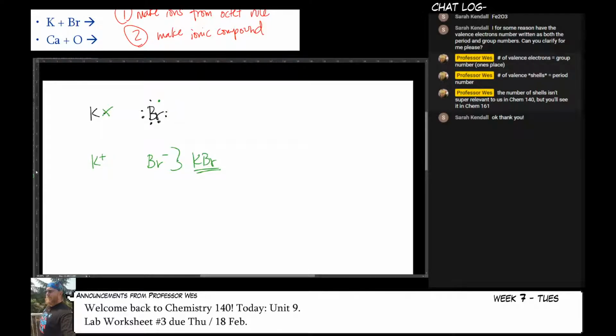All right, let's do the same thing with the next one. So we got calcium, which has 2 valence electrons, and oxygen, which has 6. Let me make this a little darker here. We're going to apply the same concept. We're going to get rid of 2 electrons to make our calcium have an octet. So that's its charge. I'm going to give 2 electrons to oxygen. So that's its charge. Do they balance out? They totally do. Negative 2 and positive 2 makes that.